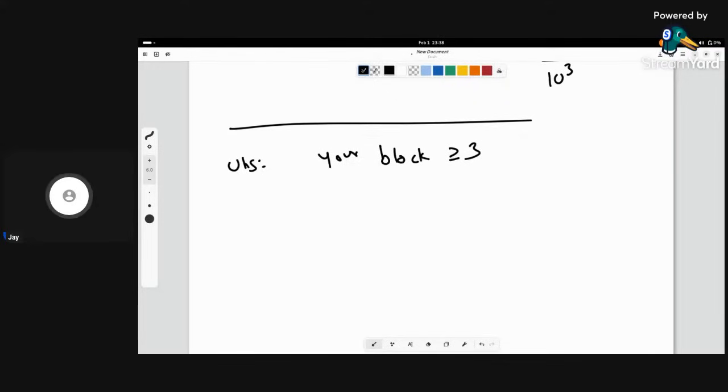What does this mean? If your block size has to be greater than or equal to 3, whichever string you pick, this kind of unties what are the possibilities that you have for each character.